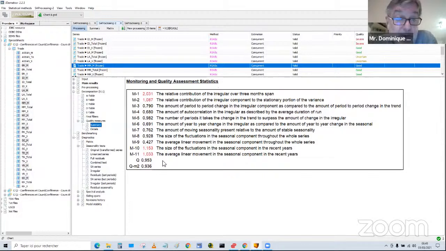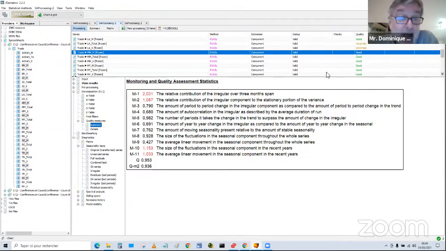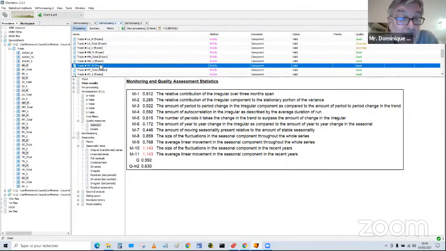So this one, curiously, was very busy. I was expecting some difficulties, and we do not have a lot. So let's go now to this one. This one is Malaysia. So for the M statistics, it's pretty okay. As usual, we do have a problem for the fluctuation in the seasonal component in the recent years, but it's due to the COVID crisis. So it's not a big problem, if I can say so.